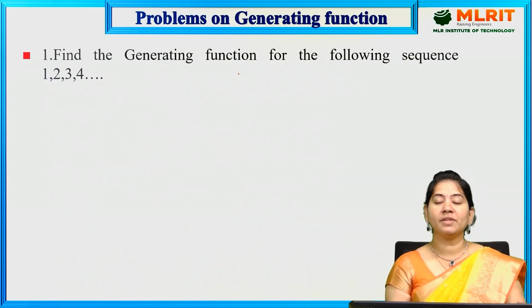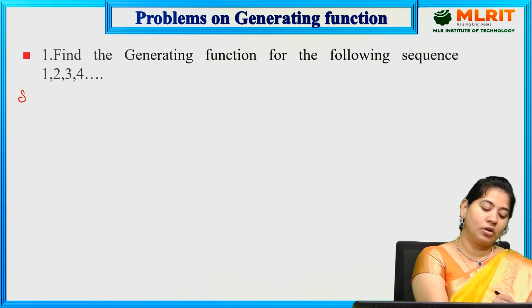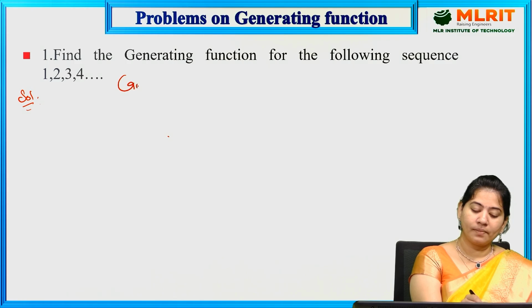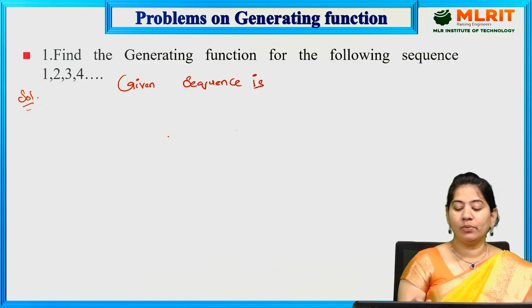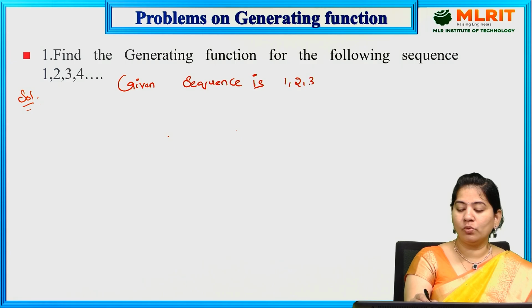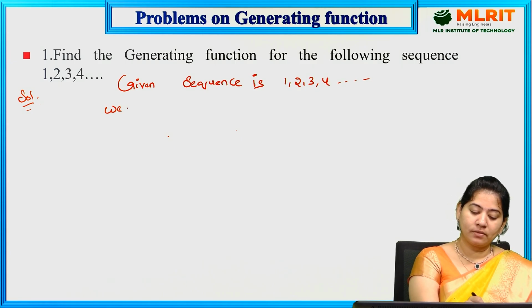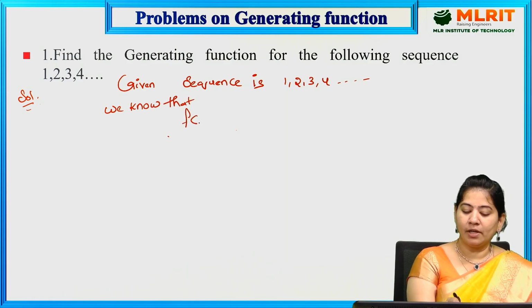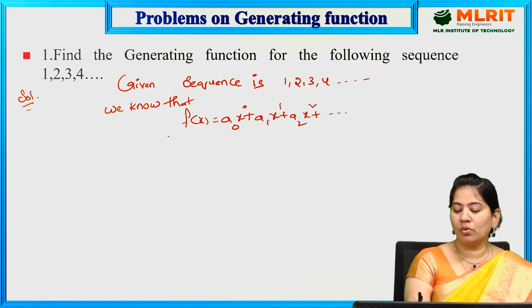So let us see the problem here. Finding the generating function for the following sequence. So here how to solve the problem is, given sequences, so here given sequence is 1, 2, 3, 4, and so on. So now we know that the formula is here what? F of x is equal to A0 x0, A1 x1, A2 x2, and so on.